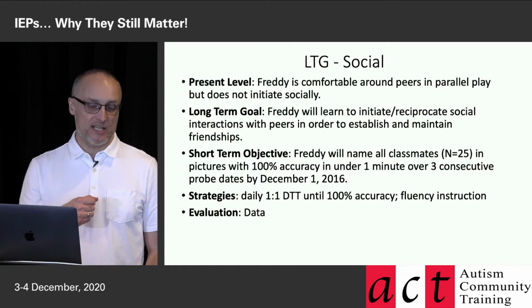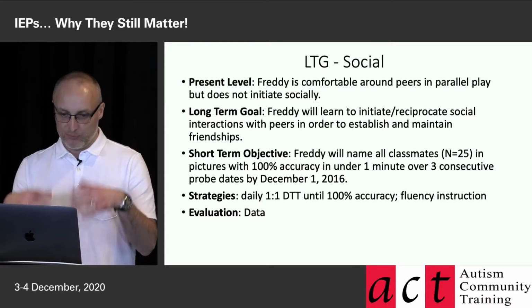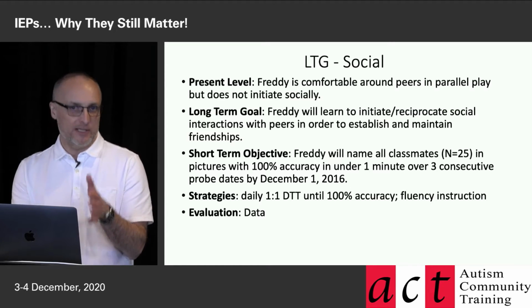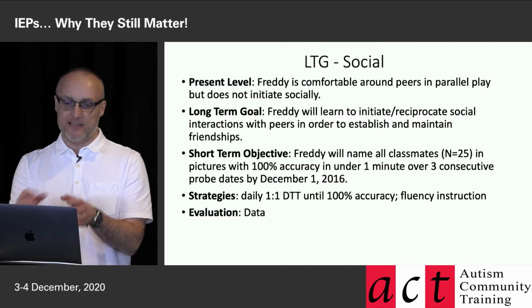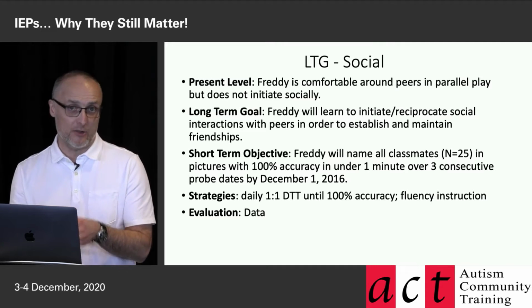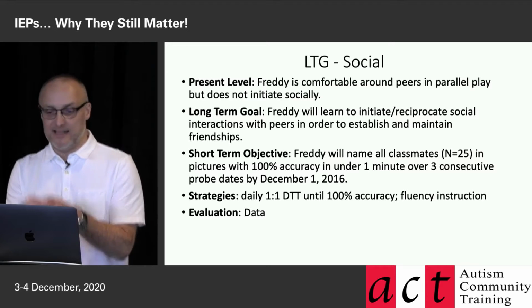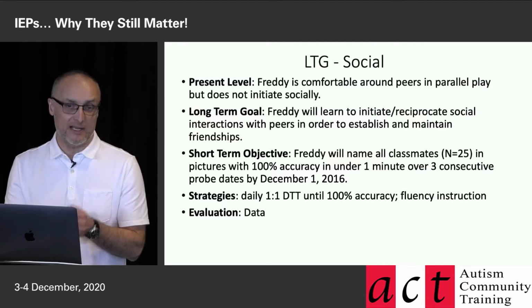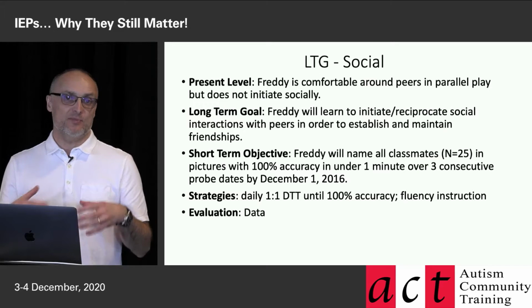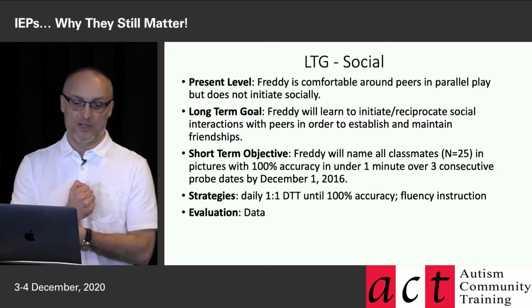The strategies for teaching this are daily one-to-one DTT, which means basically sitting down with him, presenting the antecedent. All right, we're going to name all your friends. Ready, set, go. And they go for a minute, and for any where an error is made, they practice those in isolation, and then they go for another minute, and any where there's an error, they practice those in isolation. Then they might go for another minute and work their way up until he's being accurate and fast. So those are the strategies.